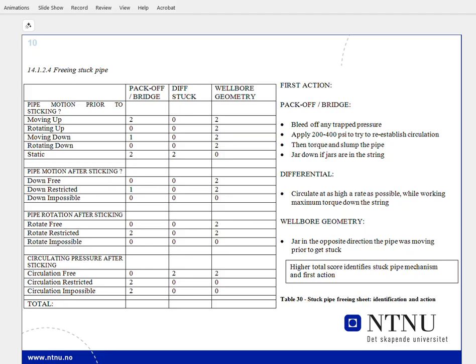When tendencies to stuck pipe are detected, time is of the essence. Even more so if stuck pipe has occurred. This sheet can help determine the stuck pipe mechanism and therefore implement the corrective actions sooner. Cross off the pipe motions, and the highest score will tell which first action to apply to counteract the situation.